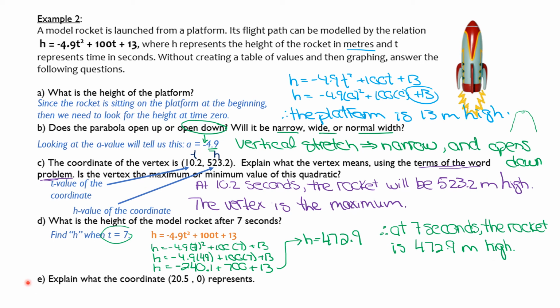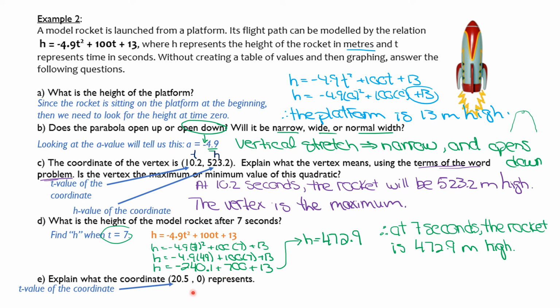Last one. Explain what this coordinate represents. Again, all this stuff is about, do you understand the standard form of a quadratic, and do you understand what all of it means in a word problem? You've got 20.5 and 0. Important that you point out to yourself what those numbers, what letter they represent.